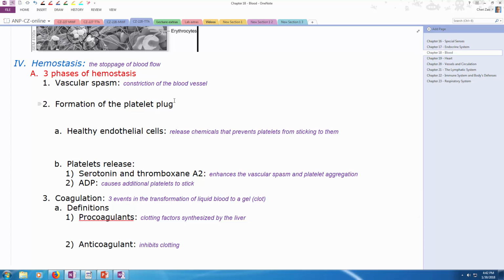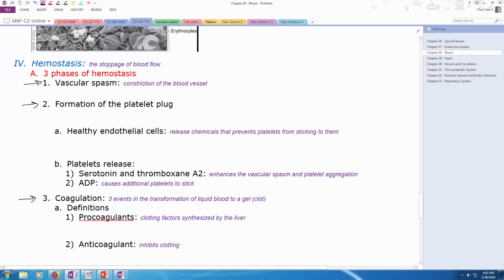There are 3 phases to hemostasis. The first phase is vascular spasm. The second phase is the formation of the platelet plug. And the third phase is coagulation. All of these phases act just like you. You're in the kitchen and you're cutting carrots and you almost chop the tip of your finger off. What's the first thing you do?